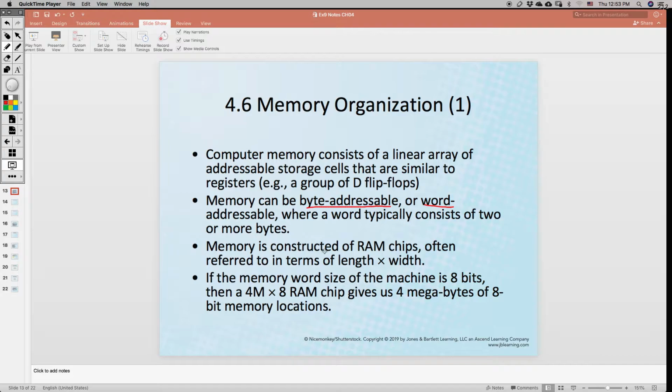The memory is constructed of RAM chips, random access memory chips. That is a physical chip. Often that is referred to in terms of length times width. So width means how many bits for each storage there. The length means how many of such storage there are. So if you have an 8-bit machine, 4 megabytes is length, 8 is the bit width, and the RAM chip gives you 4 megabytes of 8-bit main memory locations.